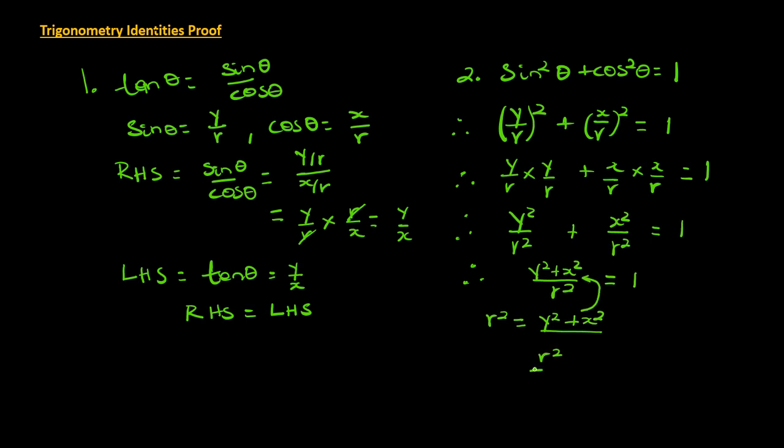Let's substitute. We do r squared, and on the bottom we have r squared, and we see that this is equal to 1, and we have proven the second identity.